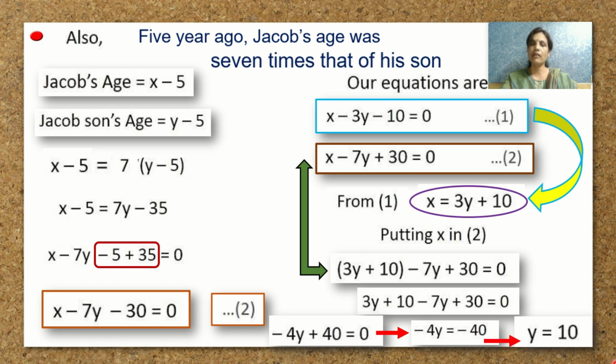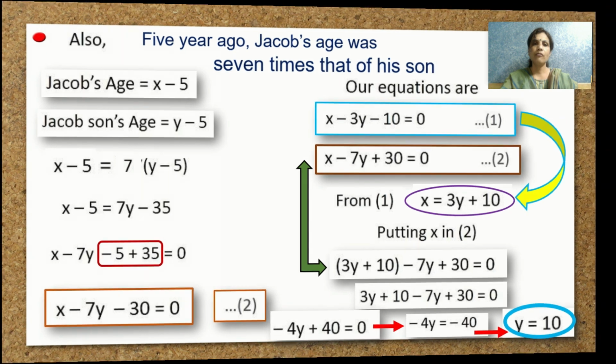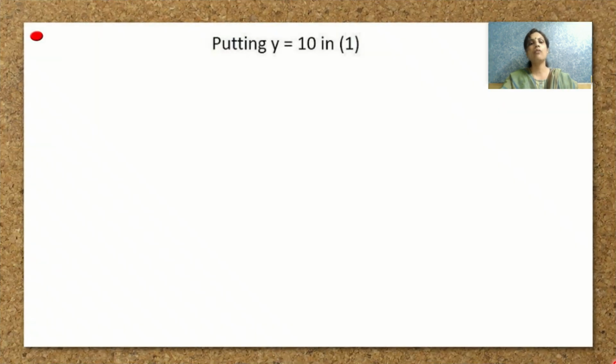So this is the first value which we have calculated. Let's find out value of x. So for that, what will we do? We'll put the value of y is equal to 10 in equation 1. And what is our equation 1?